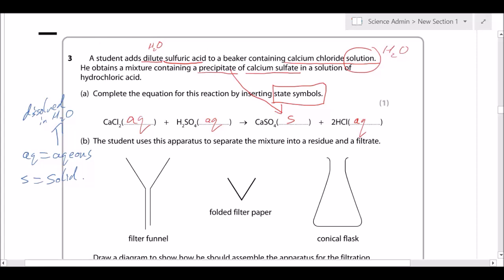These tell you, all the answers are in the question, that calcium chloride must be aqueous, because it's in solution. H2SO4 must be aqueous because it's diluted, and CaSO4 must be a solid because it's formed a precipitate of calcium sulfate, and hydrochloric acid is obviously a solution as well, therefore it must be aqueous. AQ stands for aqueous, meaning dissolved in H2O, and S stands for solid, meaning solid.